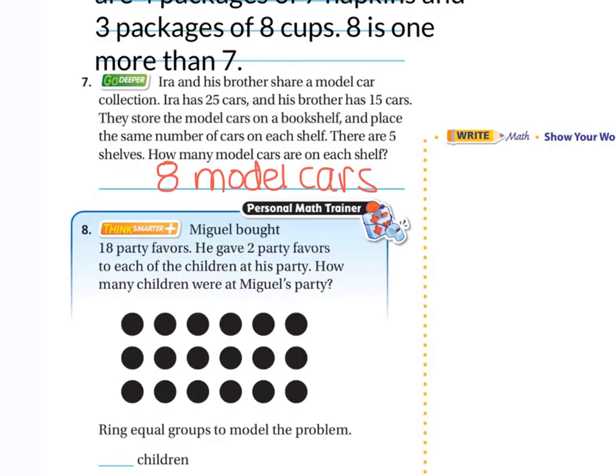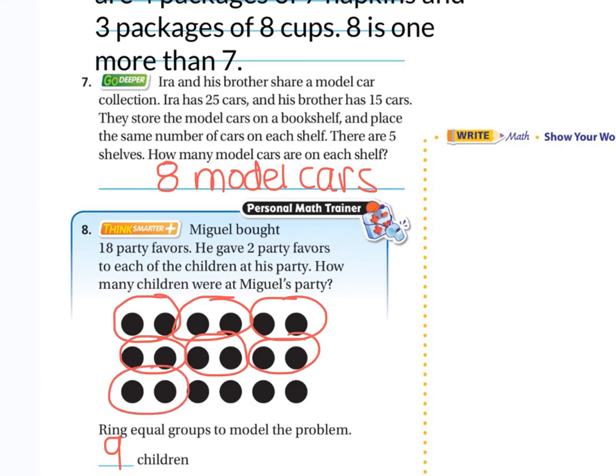The answer to number 8 is 9 children. If you got that, you may move ahead to your next activity. To get 9, I looked at the 8 party favors and I put them into groups of 2 since every child is getting 2. These groups represent 1 child. So here are my groups of 2, and I simply count those groups of 2 to get 9 children. My goodness, what happened?